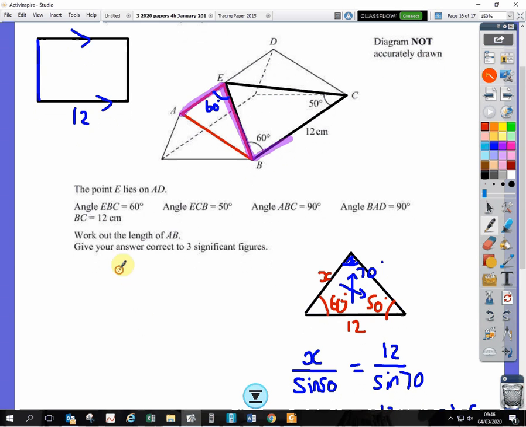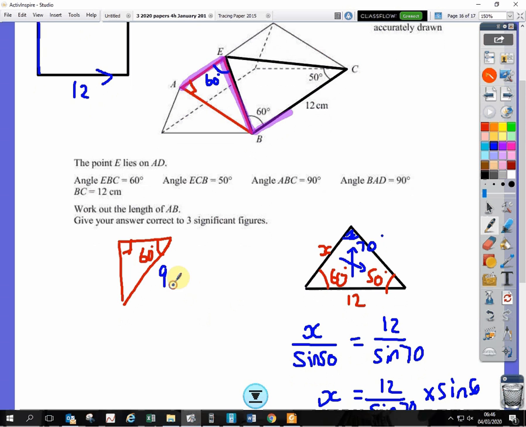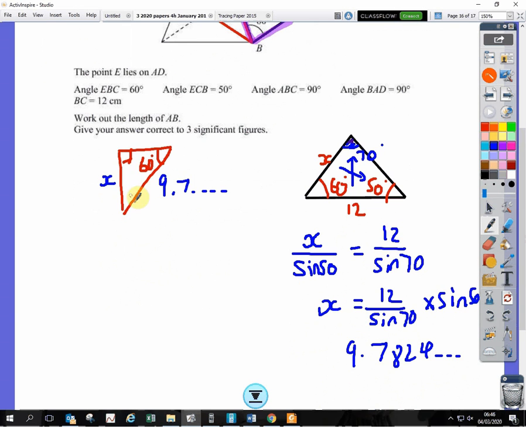So if I just draw this triangle out, it's a right-angled triangle. The right angle is here. This angle is 60 degrees, and I've just worked out that EB is 9.7824. I'm trying to work out AB, which is this side. So what should I use? Basic trigonometry. This is O, this is H. I'll use sine, SOH. So draw the SOH triangle.